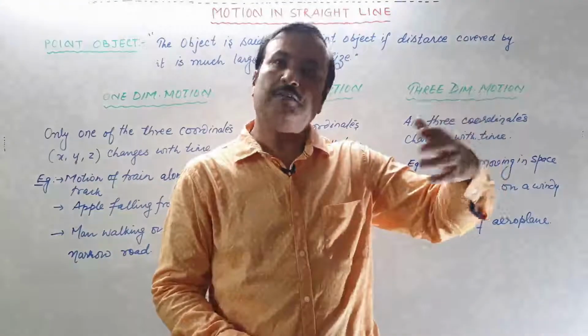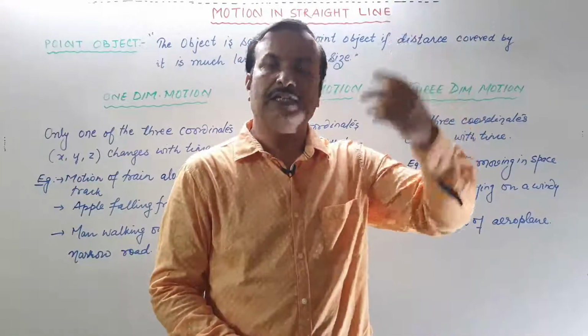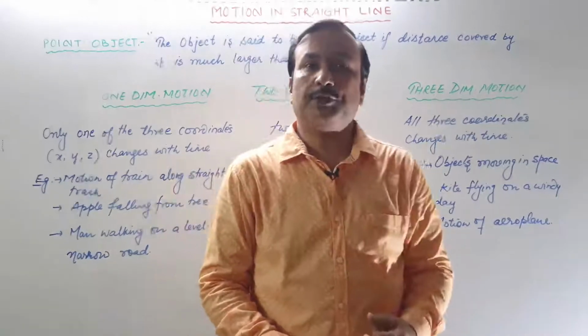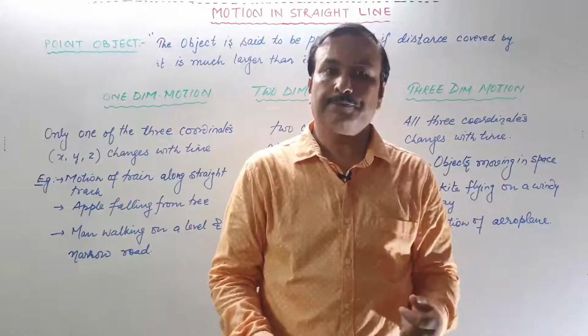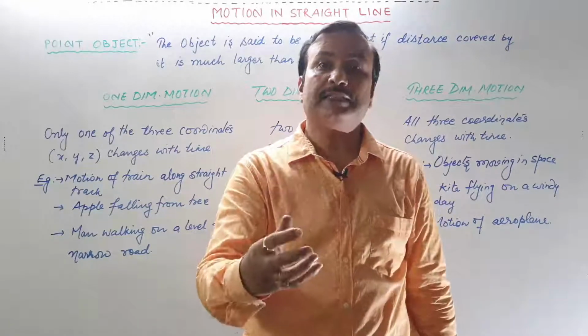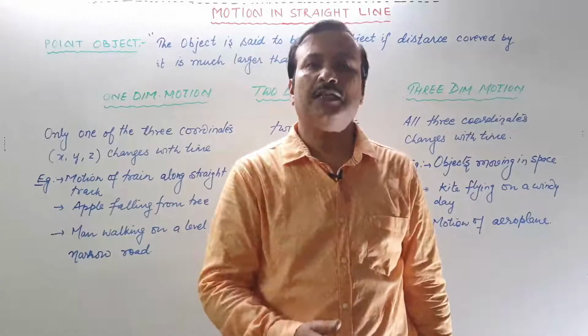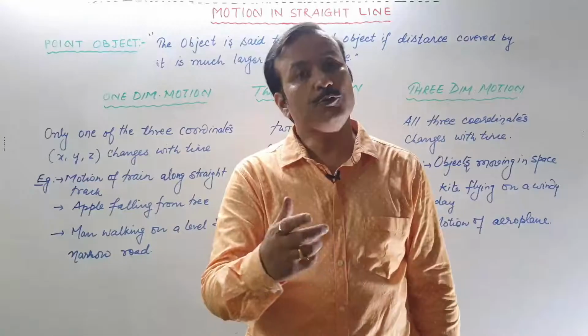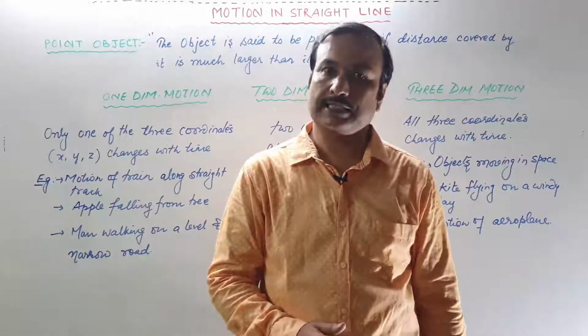यदि हम मूव करते हैं, बहुत ज़्यादा किलोमीटर ट्रेवल कर लेते हैं, देन वी आर कंसीडर्ड एज पॉइंट ऑब्जेक्ट. आवर अर्थ कैन बी कंसीडर्ड एज पॉइंट ऑब्जेक्ट, यू नो, है ना? हाउ? वाई? बिकॉज इट्स डिस्टेंस कवर्ड अराउंड द सन इज मच मोर लार्जर देन दैट इट्स साइज, इसलिए हम उसको भी पॉइंट ऑब्जेक्ट कंसीडर कर सकते हैं.